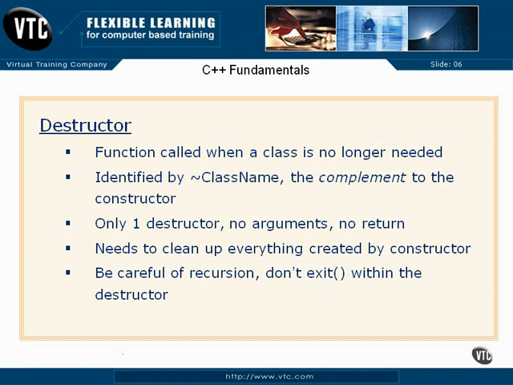The destructor is identified by the tilde in front of the class name, so that makes it the complement to the constructor, because as you know from C programming, the tilde in the front there is the one's complement. So this is a complement to a constructor, a destructor. There is only one destructor for each class. It cannot take in any arguments, and it cannot give back any return values, because everything that it's doing is destroying things and throwing them away. So it has no structure to use to get anything back to you.